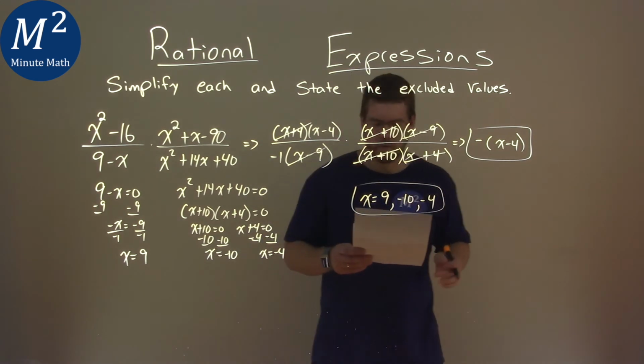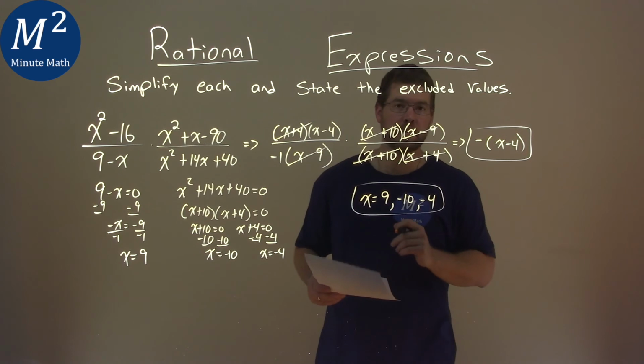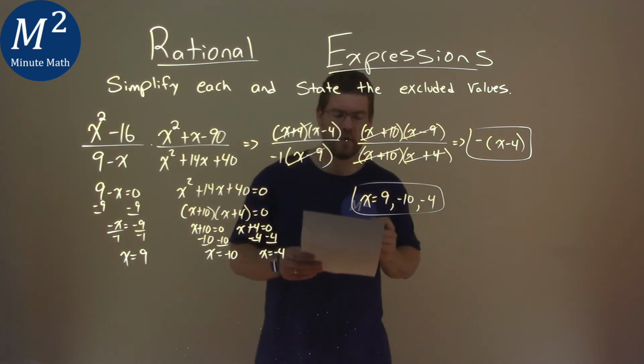And so again, our final answer here, simplified, is negative, in parentheses now, x minus 4. And the excluded values are 9, negative 10, and negative 4.